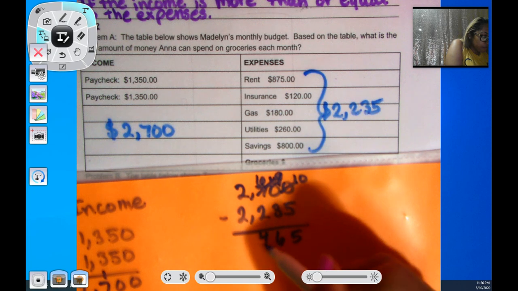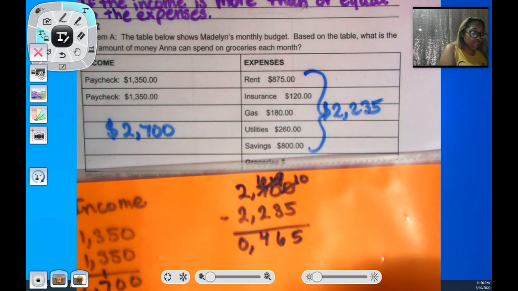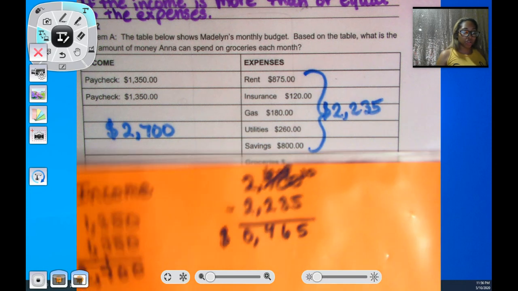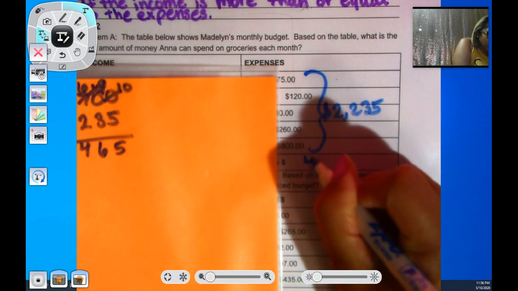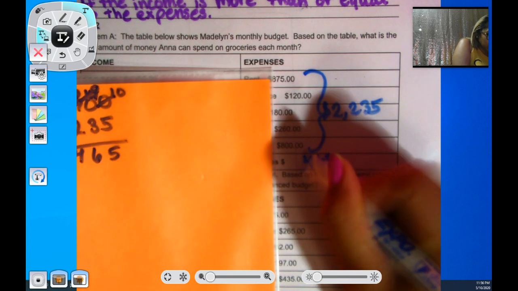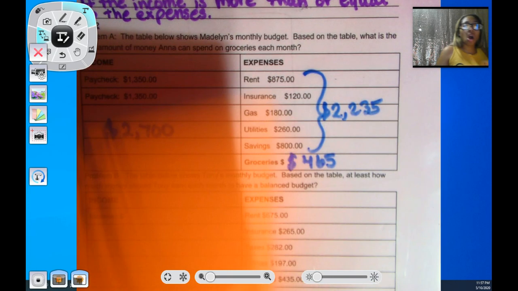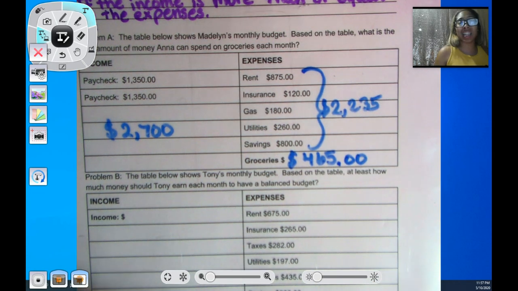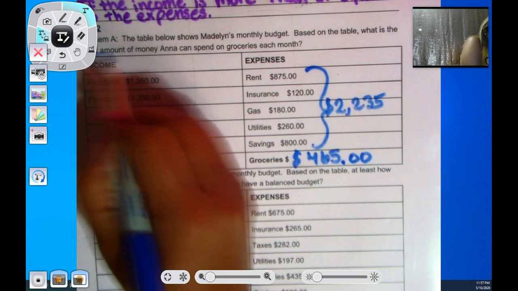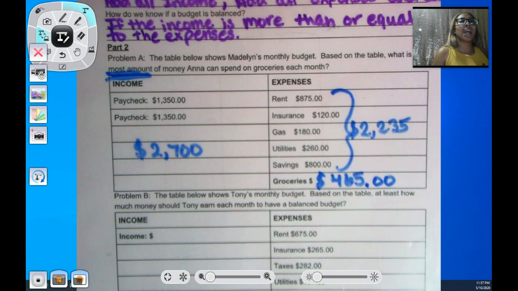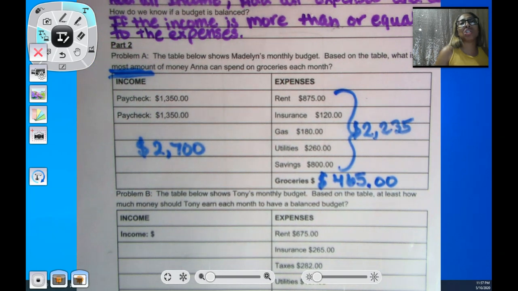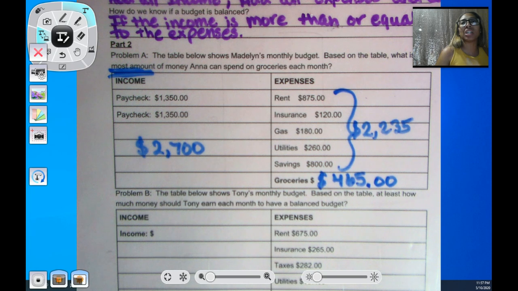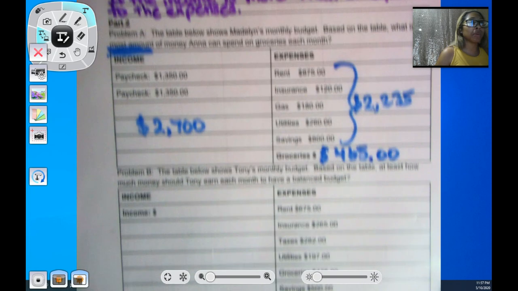And as we finish subtracting that out, we see that she can spend $465. So that's how much money she has left that she can spend on her groceries. That's the most. Now, of course, she can spend less than that, but the question is asking what is the max or the most amount that she can be able to spend? And $465 is the most that she can spend on groceries based on her budget in order for it to be balanced.